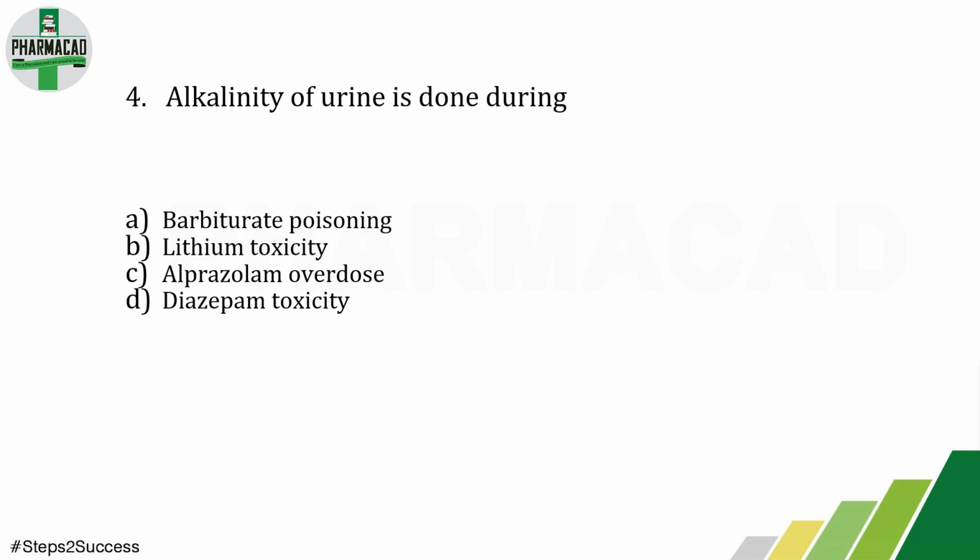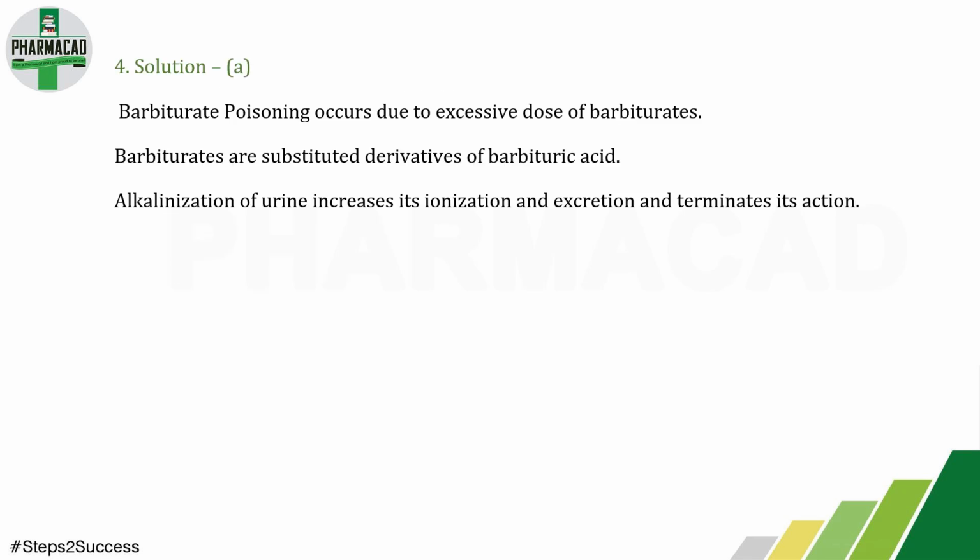Next question, alkalinity of urine is done during. The options include barbiturate poisoning, lithium toxicity, alprazolam overdose, or diazepam toxicity. So they are asking, when does the pH of urine turn alkaline? So the solution to that question is option A, that is barbiturate poisoning.